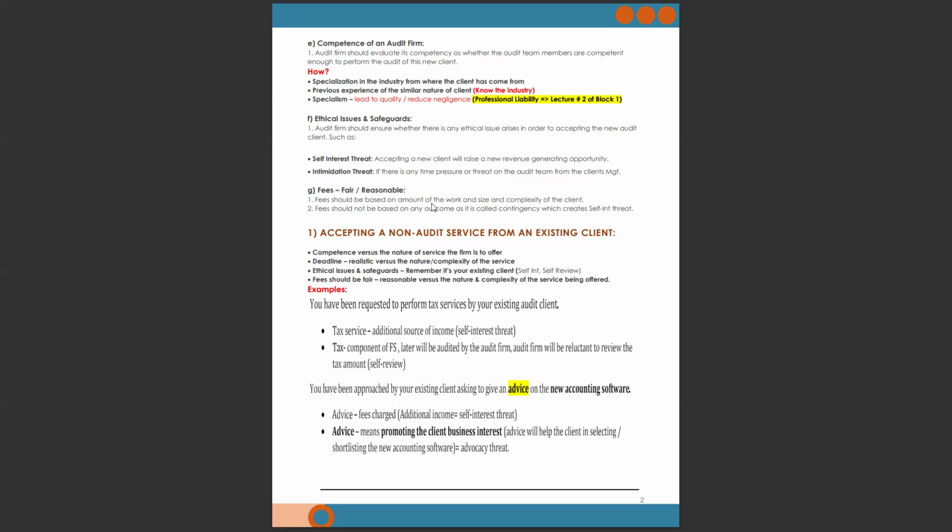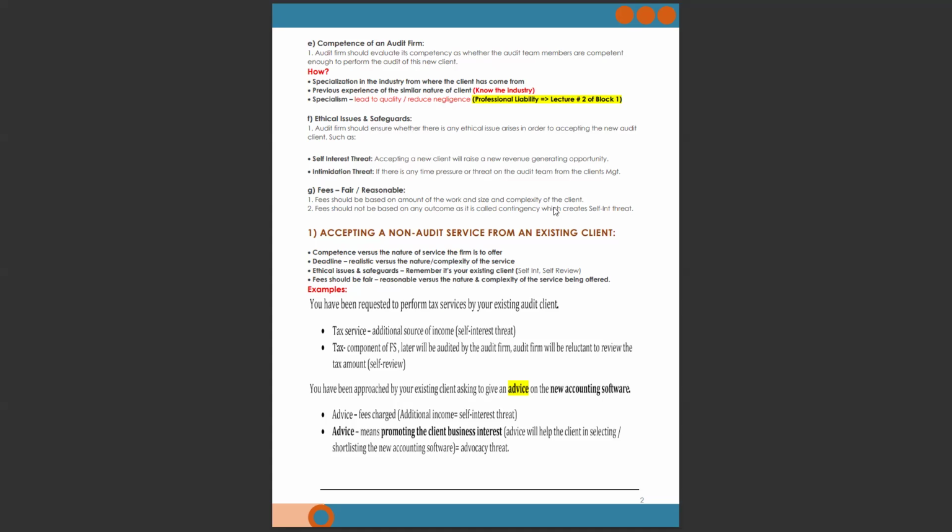So it is appropriate or better to discuss the fees related issues before accepting the engagement. Also, fees should not be based on any outcome. For example, if the management says, I will pay this amount of fee if you complete this work within 2 months instead of 5 months, or if our profit increases by 15%, I will pay you an additional 5,000. All these are conditions of contingency fee, which creates a self-interest threat. So always mention in your answer that fees should be based on the amount of work and the size and complexity of the client.